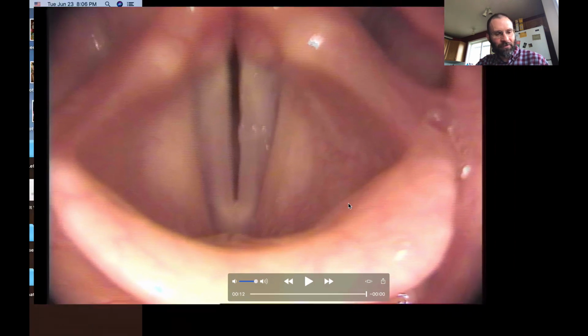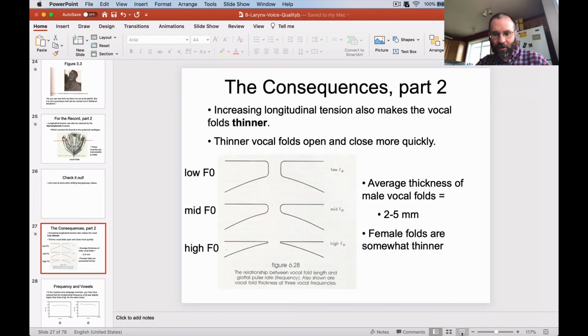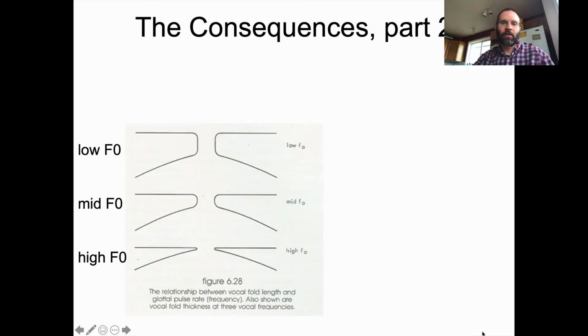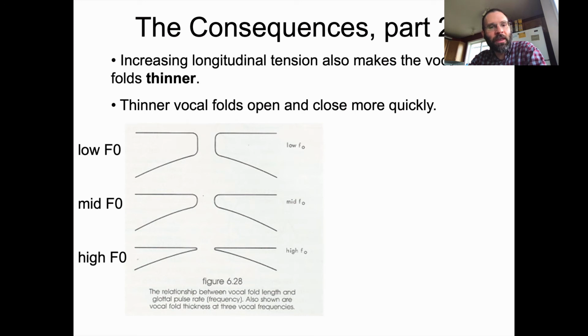Alrighty. So I think we've seen enough of that. What other consequences does this sort of action or set of actions have? Increasing longitudinal tension also not only makes the vocal folds longer, but makes them thinner because they are more tense. So the vocal folds, when they are thinner, are going to open and close more quickly because basically there is less surface area contact between the two vocal folds in the middle. So it's easier to pull those apart than it is a set of thicker vocal folds. And it's also easier to bring them back together so that they touch.